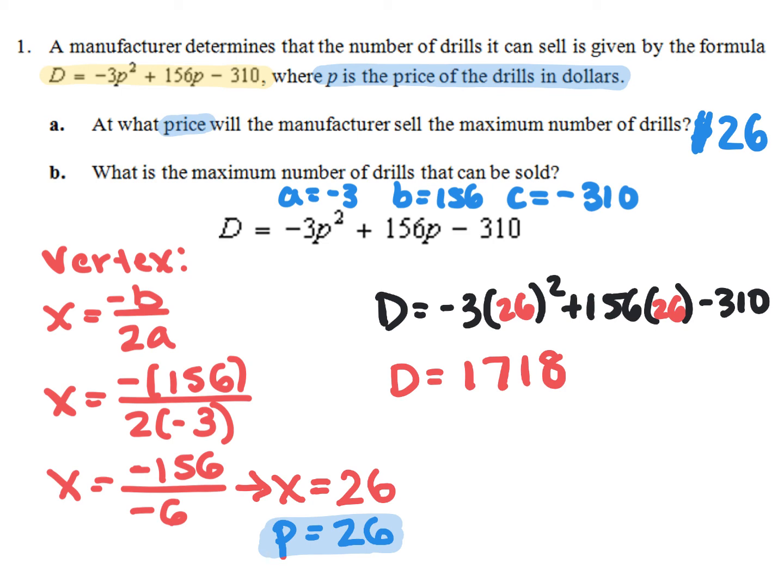And then it says, what is the maximum number of drills? Now, in terms of what we have here, it says a manufacturer determines the number of drills. And since it's given as this equation, this means that D is the number of drills. So this would be our answer for this part of the question. So we could say that it would be 1,718 drills.